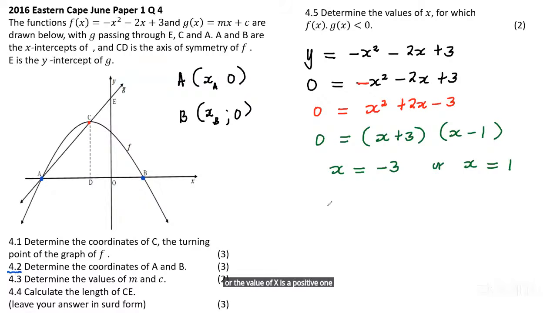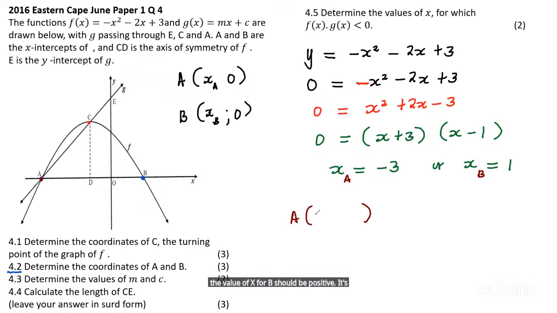Now we need to give the appropriate A and B. The value of x of A should be negative. It's on the negative x-axis. The value of x for B should be positive.